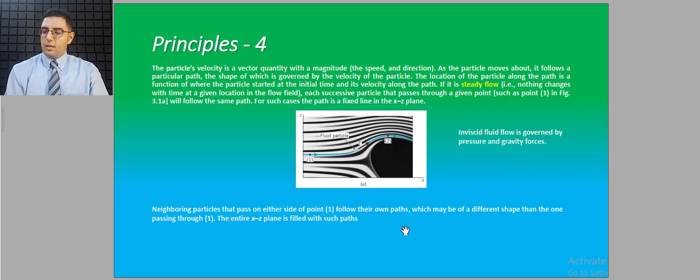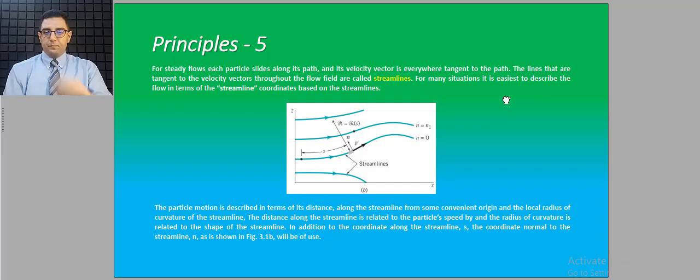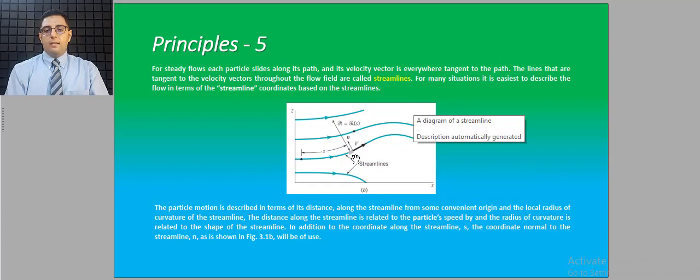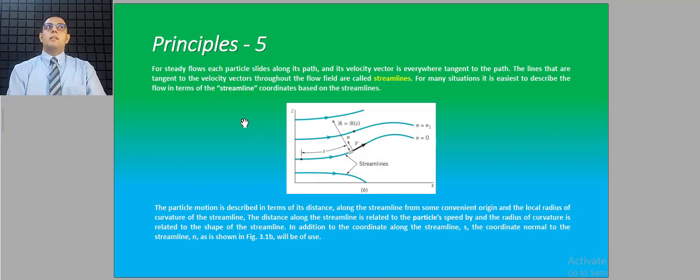When we are considering the viscosity effect, the shape and the path of each particular particle is not the same as the neighboring one. So based on this picture, we are noticing that the velocity vector is always tangent to the streamline. What's the streamline, you might be asking? The streamline is the tangent. Let me just think about it to give you the best example.